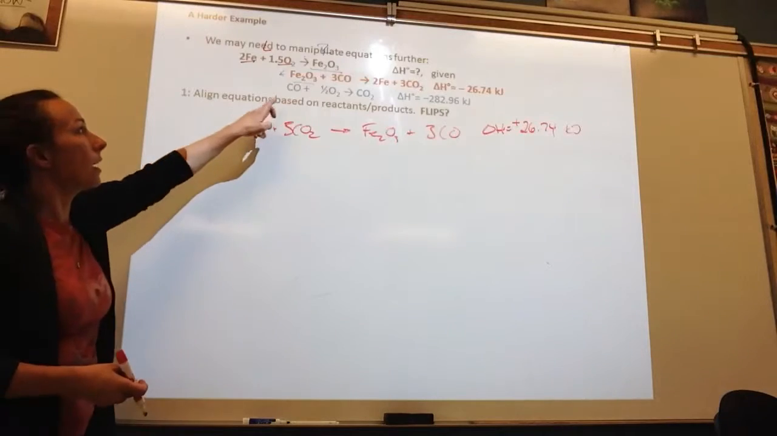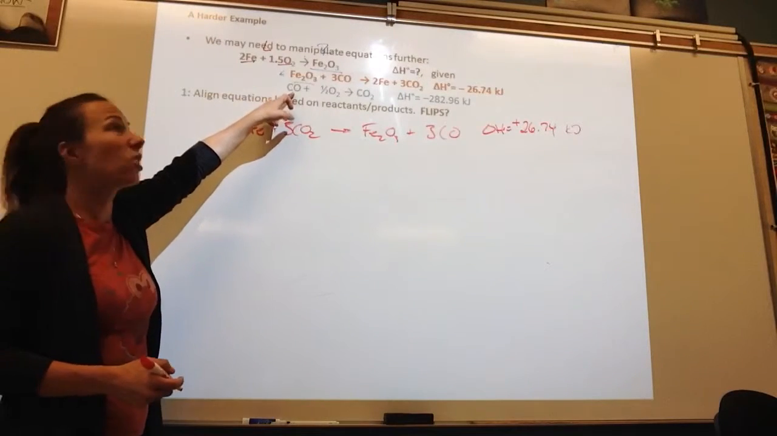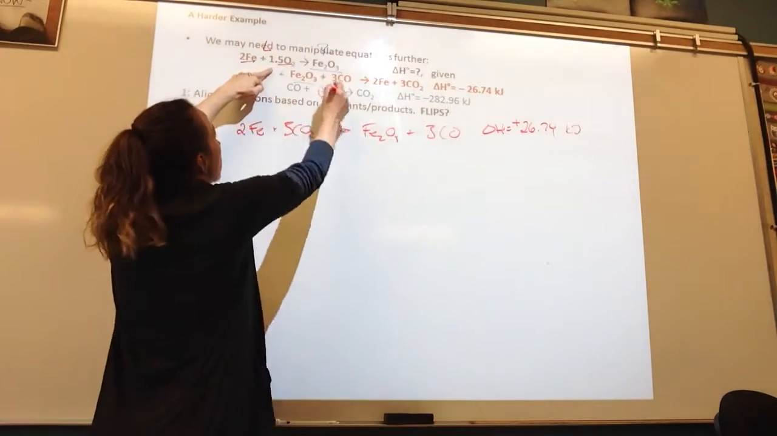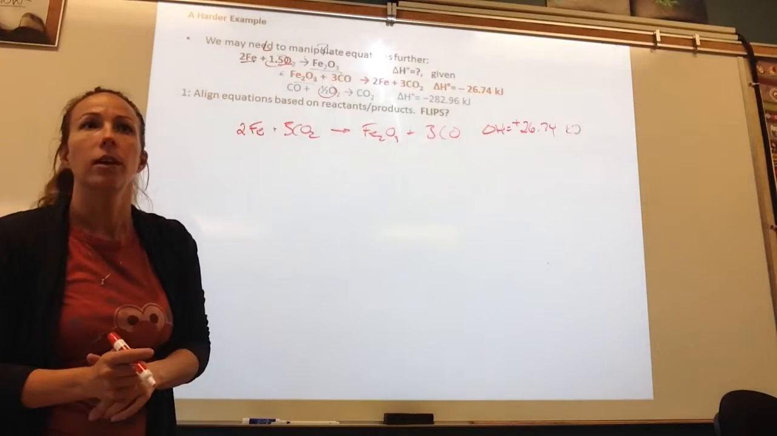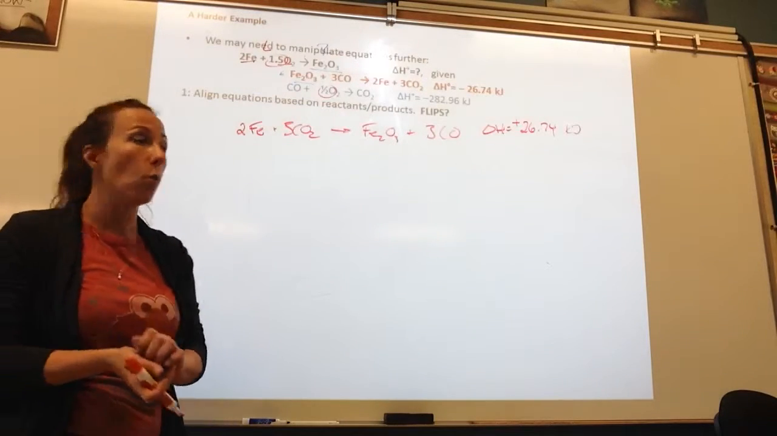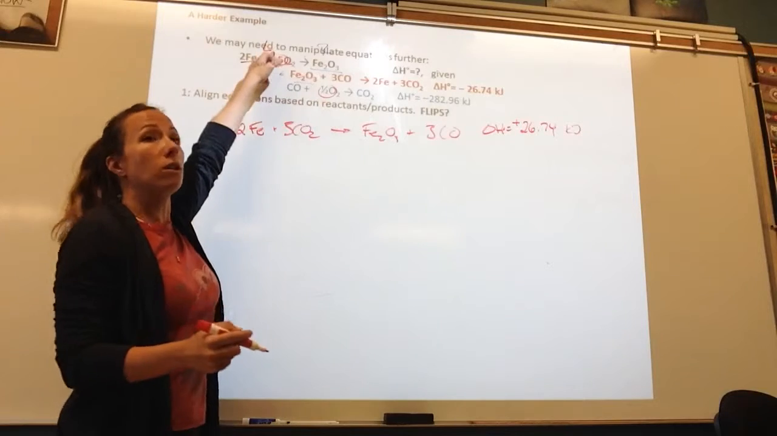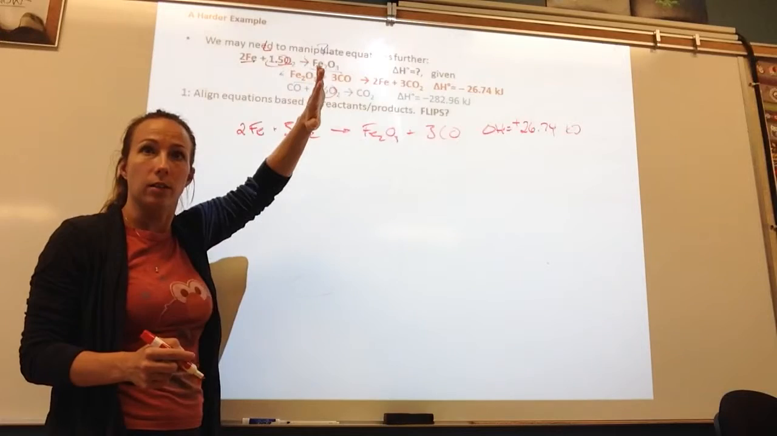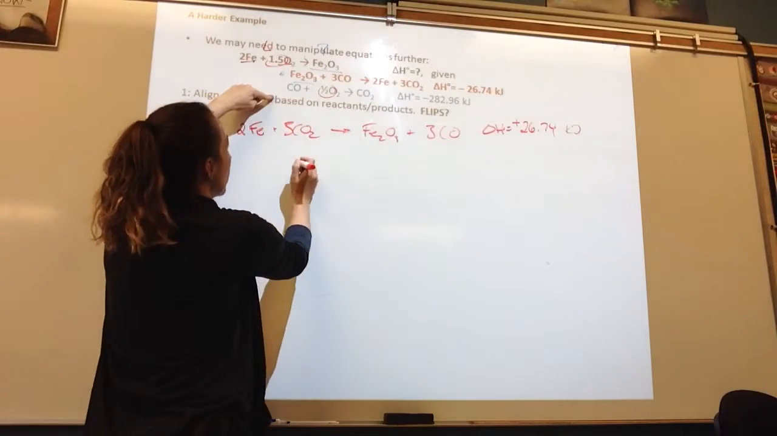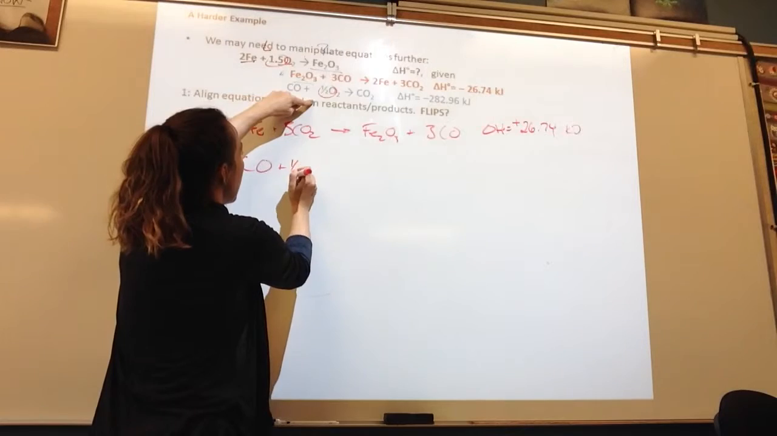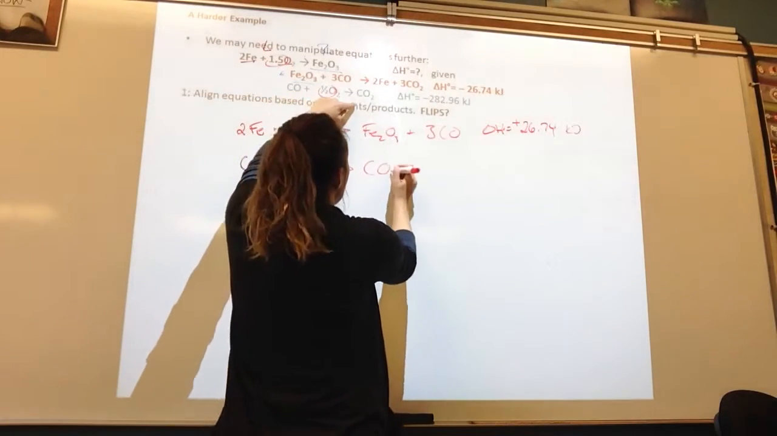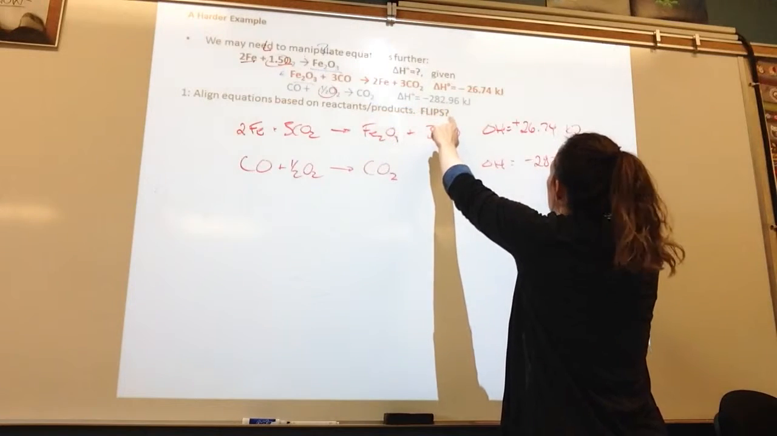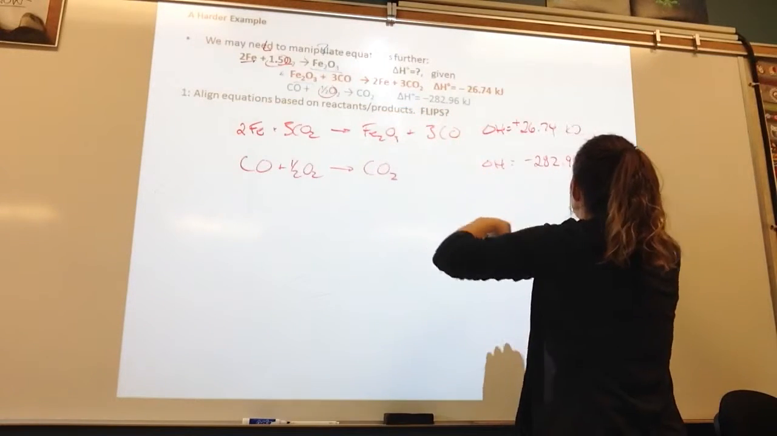What about this guy? Do I need to flip it? What's it got in it that's the same as the one above? Carbon monoxide? No. Oxygen. Yeah, oxygen. Okay, so am I going to flip it? No, because the oxygen is on the left, and I want it on the left, and so I leave it. So I'm going to write carbon monoxide plus half of an oxygen yields carbon dioxide. And the delta H for that is negative 282.96 kilojoules.